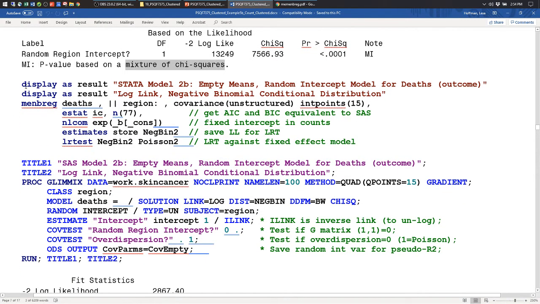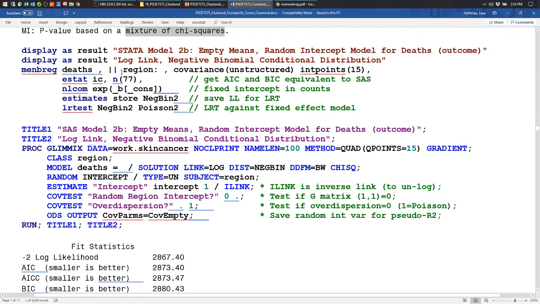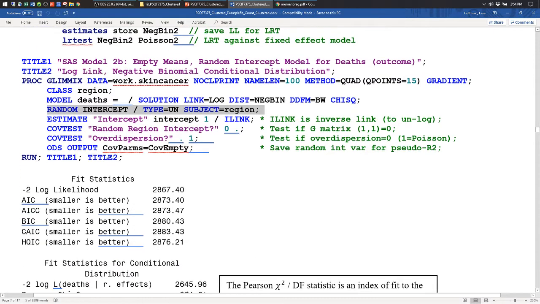Last but not least, a model that has both overdispersion, so negative binomial, and the random intercept. We can see if both of those things are necessary. So I'm adding a random intercept for regions in Menbreg, as well as a random intercept here. I'm doing 2 different tests within SAS.